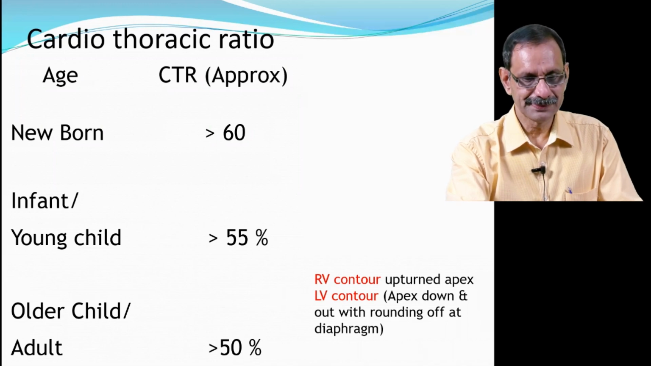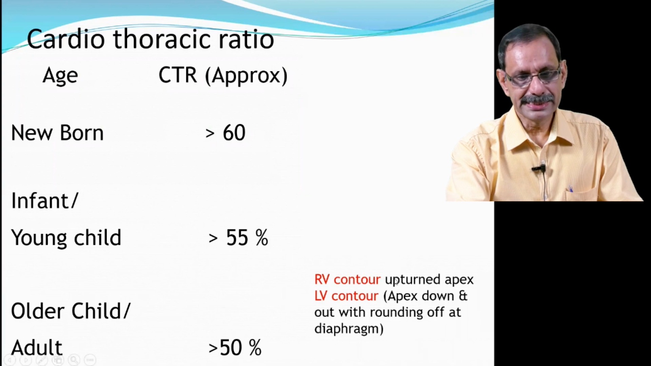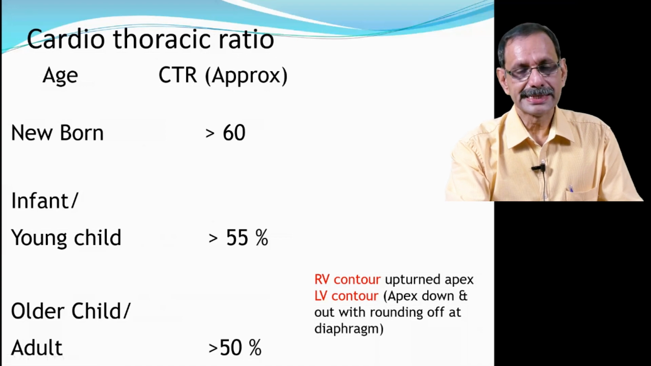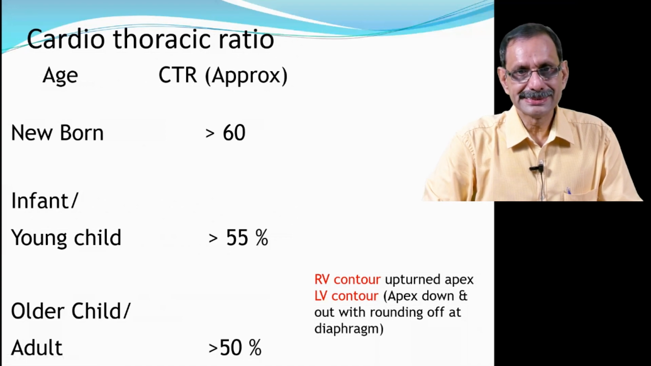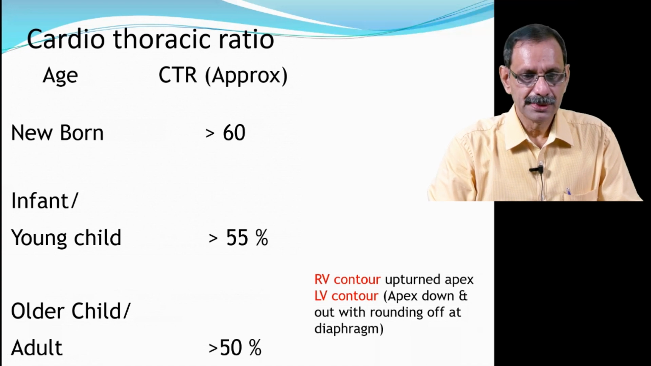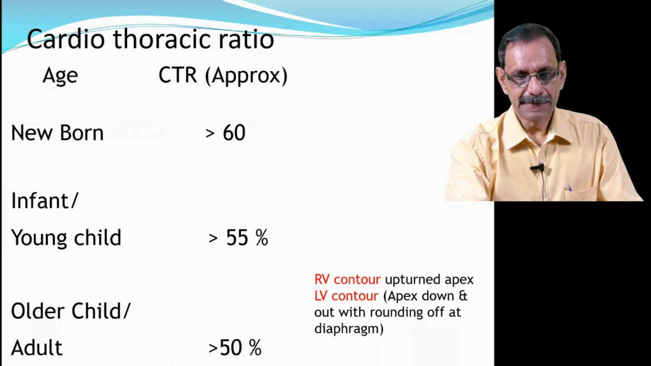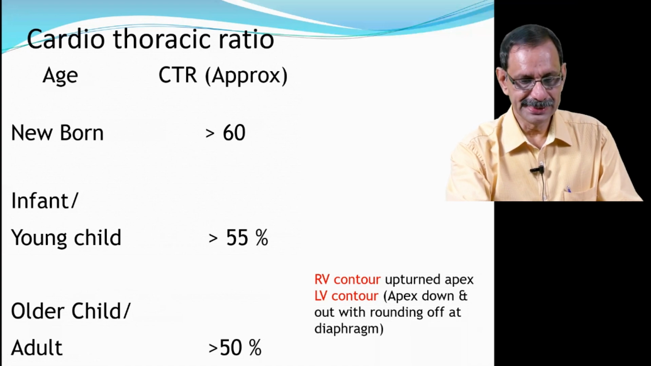And what is meant by right ventricular contour? It is an upturned apex. The apex is lifted up from the diaphragm. And second thing, the left border may get straightened. That we will come to when we discuss mitral stenosis. Left ventricular contour means the apex is down and out with rounding off at the level of the diaphragm, which means it goes down.